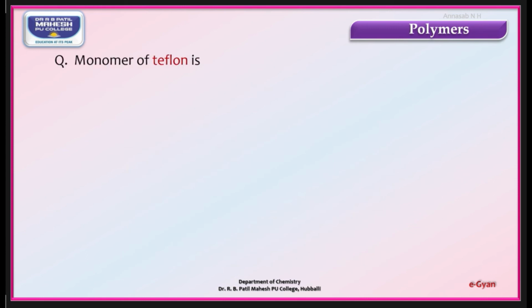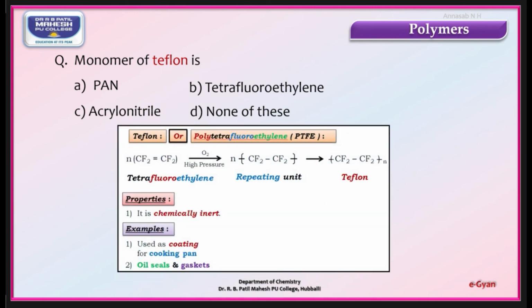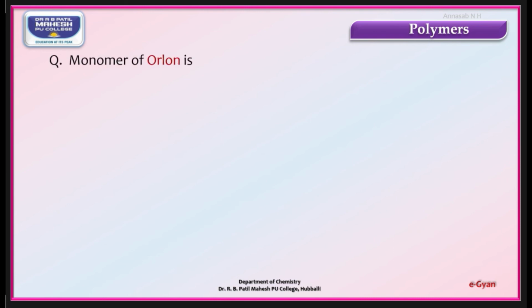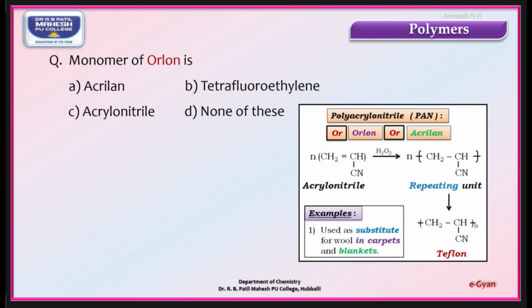Next one, monomer for Teflon: PAN, tetrafluoroethylene, acrylonitrile, none of these. Hope you got the answer. Tetrafluoroethylene is the monomer for Teflon. Next one, monomer of Orlon is: acrylan, tetrafluoroethylene, acrylonitrile, none of these. You got the answer. Monomer for Orlon is acrylonitrile. So the option is the third one.